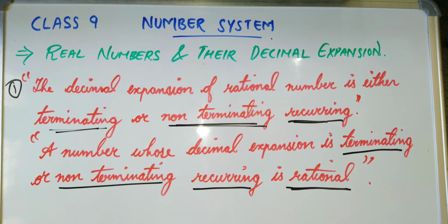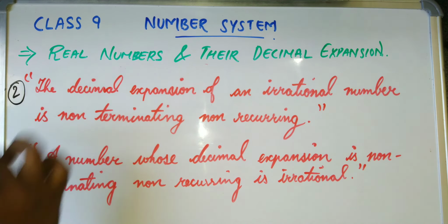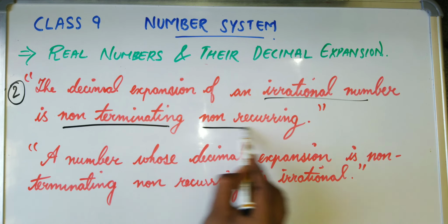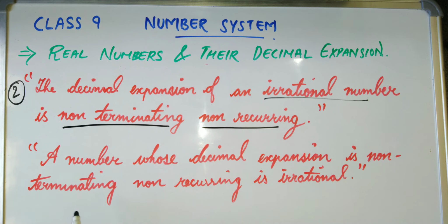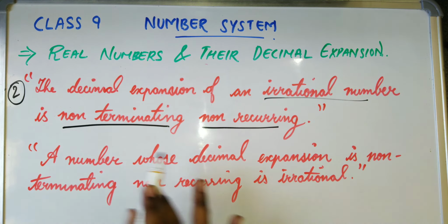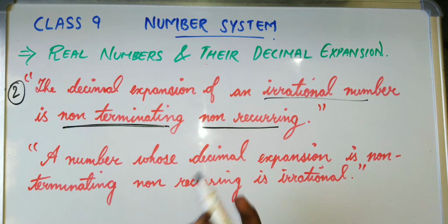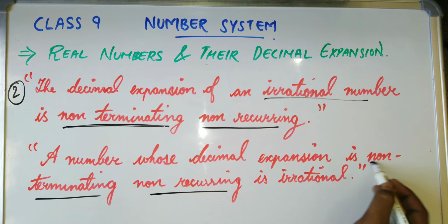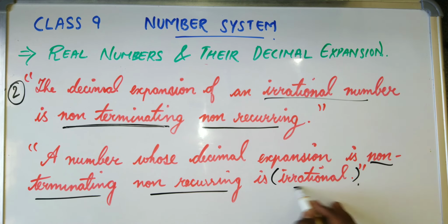Now we have the second condition: the decimal expansion of an irrational number is non-terminating, non-repeating or non-recurring. We have discussed the rational number, now it's the irrational number. We have discussed that it is non-terminating as well as non-repeating. In other words, a number whose decimal expansion is non-terminating, non-repeating is irrational. So it's basically the vice versa. So we have two conditions for the rational number as well as for the irrational number.